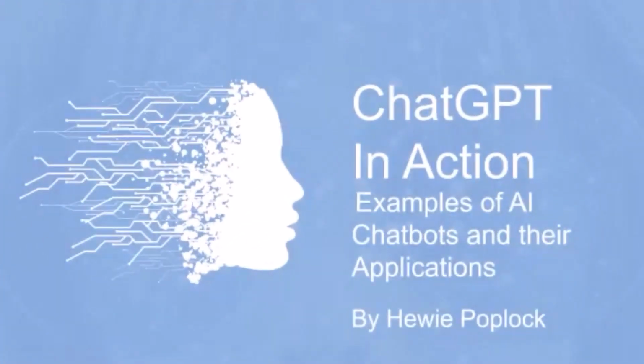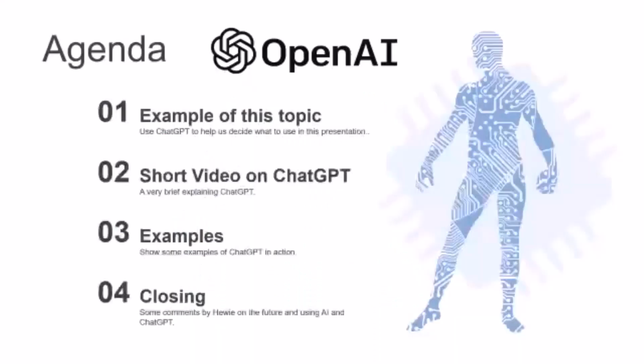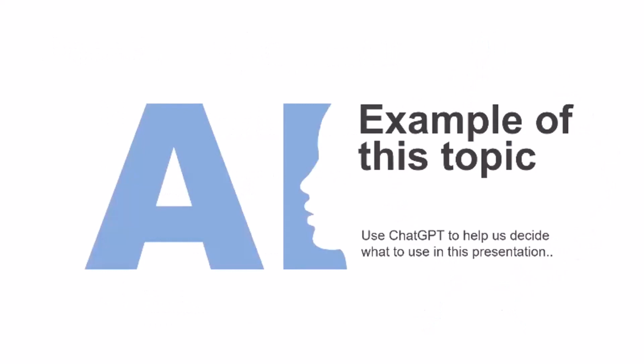ChatGPT in action, examples of artificial intelligent chatbots and their applications. I'm Hewie Poplock. Here's our agenda for today. We're going to be talking about OpenAI and examples of this topic, a short video on ChatGPT, some examples, and then we'll close out with some opinions of mine. So let's go ahead, and here is the example of this topic.